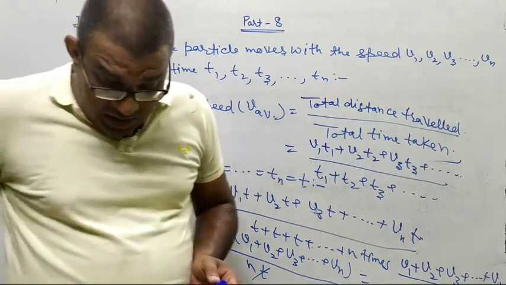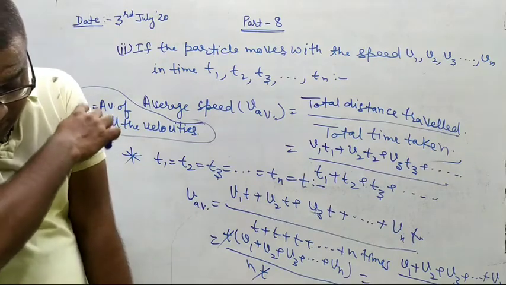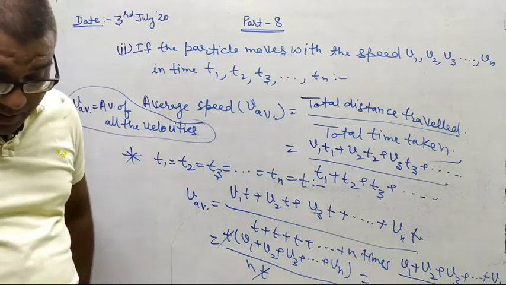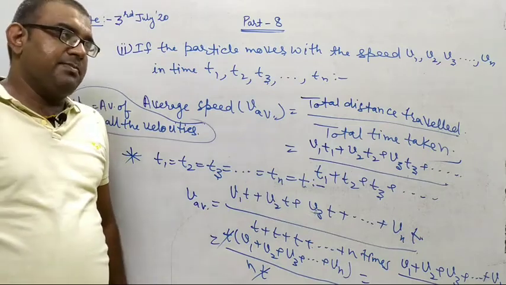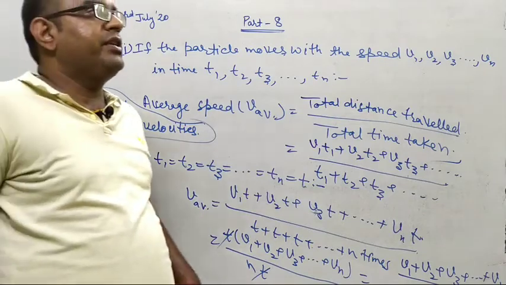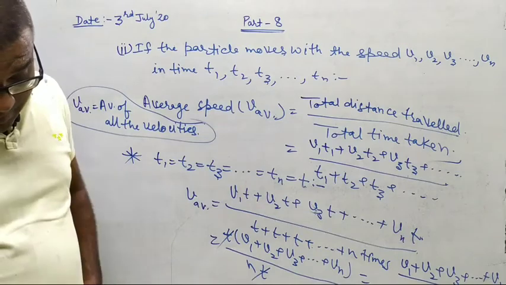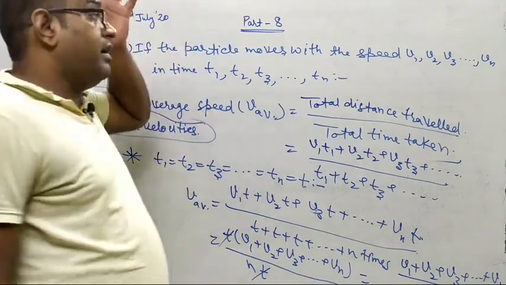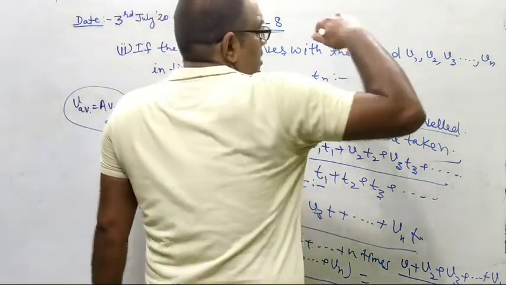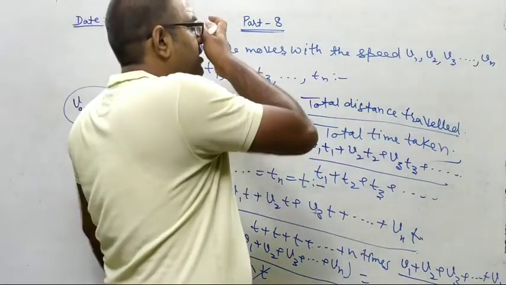Now there are certain differences between average velocity and average speed. Average velocity is the net displacement divided by the time taken for that displacement, as you had studied. Total distance divided by the time taken is the average speed. Average speed is the net total distance traveled upon time taken.